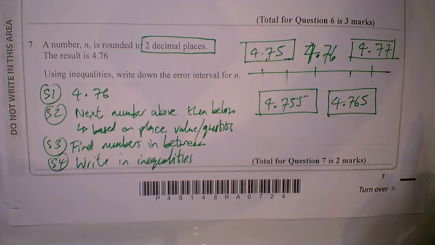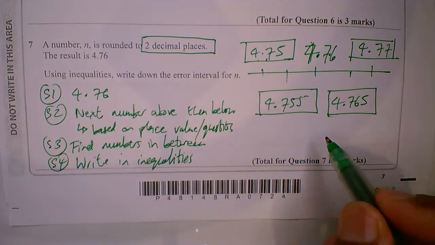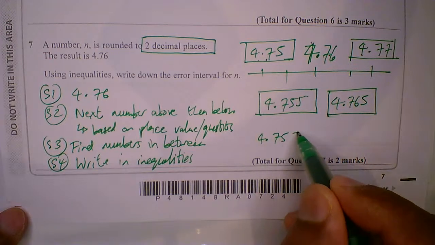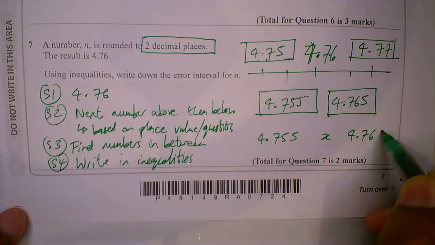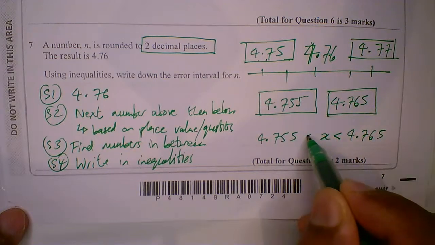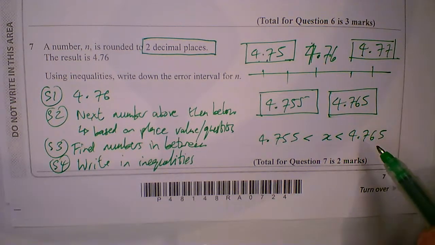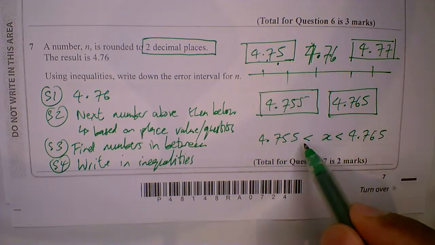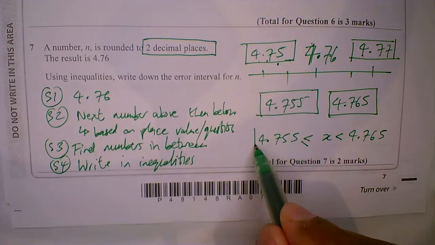Now that I have that, I've done my step 3. I can write this in place value numbers. So you've got 4.755 goes in the middle, x, and then 4.765. They always point to the left, if you like, we have the less than inequality. Now, which number rounds up? 5 rounds up. So this one is equal to. And that is my final answer.